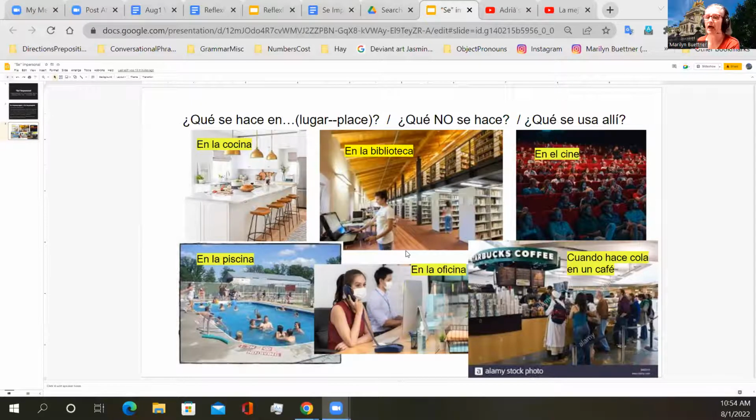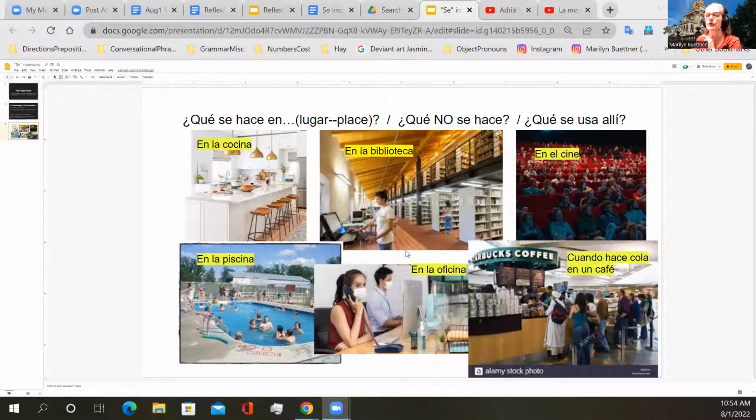Ok, biblioteca. No se habla en voz alta en la biblioteca. Se lee. One reads. ¿Qué más? So what is borrow? I look it up. So I say like se toma prestado. That makes it too hard. We're going to make it easier. Se prestan libros. Okay. Books are loaned out.